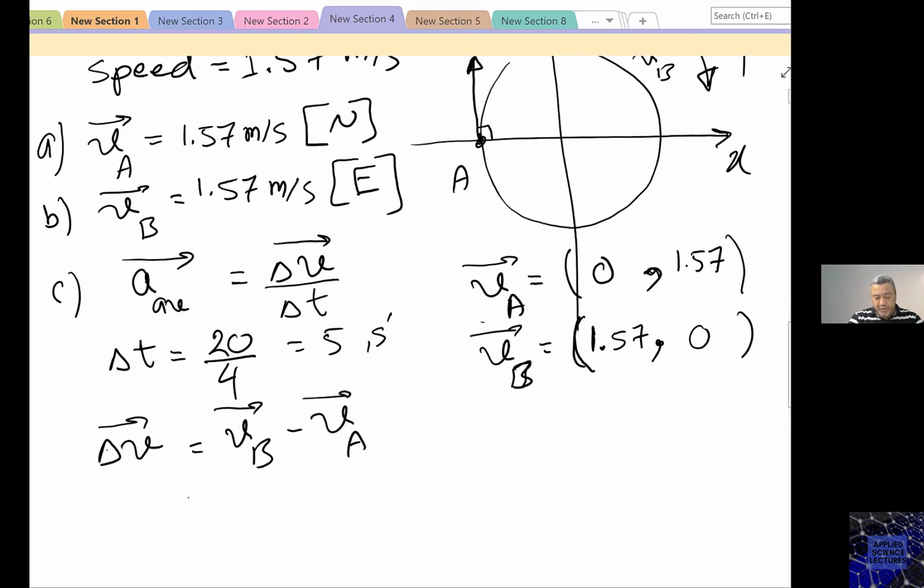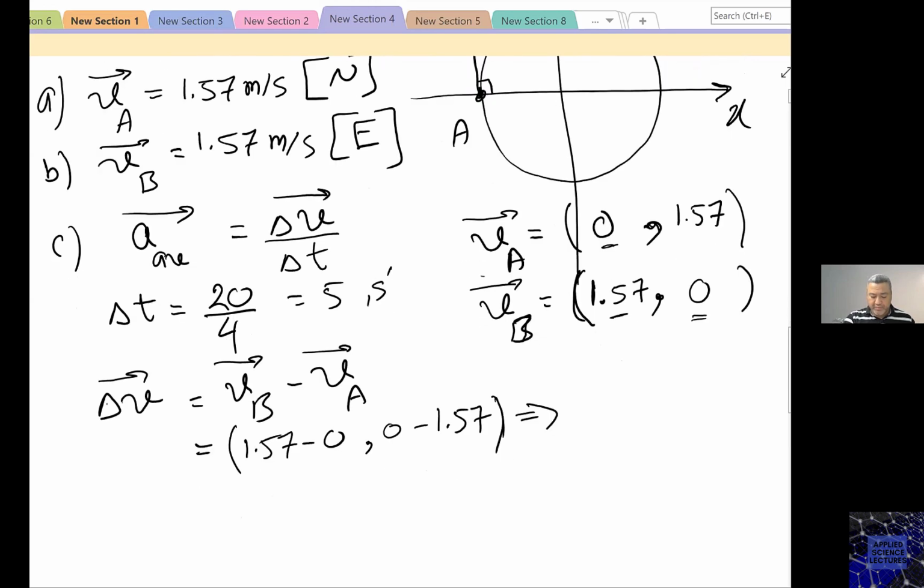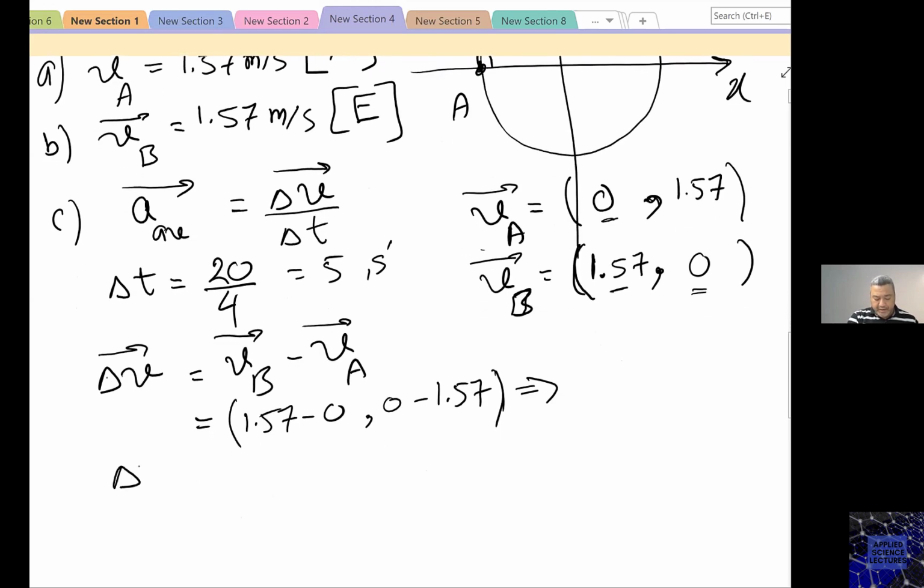Now I need to apply what I have learned in terms of applying the mathematical operation on their projections. I'll start with VB. So the X of VB minus the X of VA, and the Y of VB minus the Y of VA, right? That gives delta V.